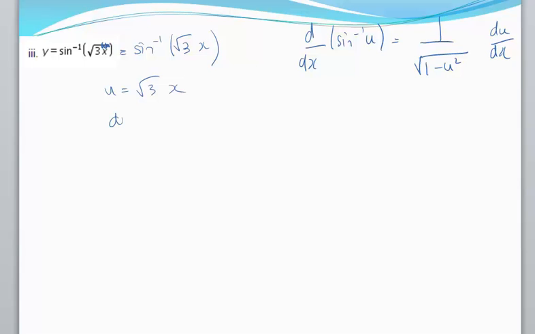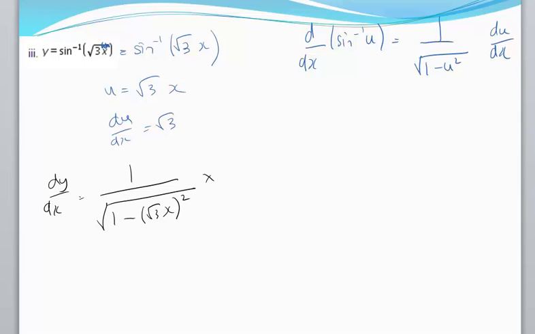So here du/dx will end up being root 3. So we go through: dy/dx is equal to 1 on the square root of 1 minus u squared, which becomes root 3x squared, multiplied by du/dx, which is root 3. So here we have root 3 divided by the square root of 1 minus root 3 squared, which is 3x squared.